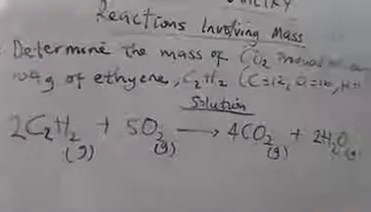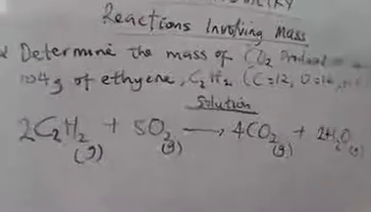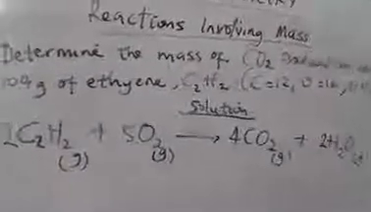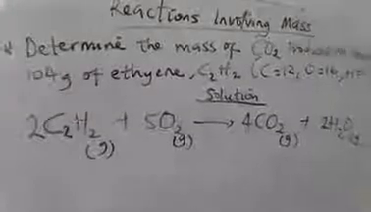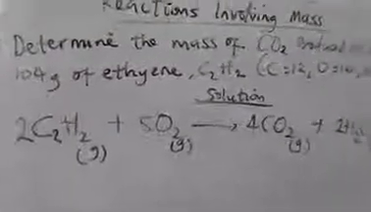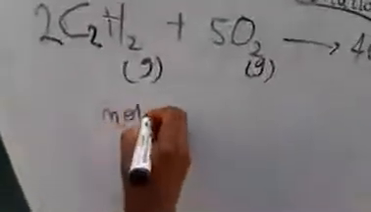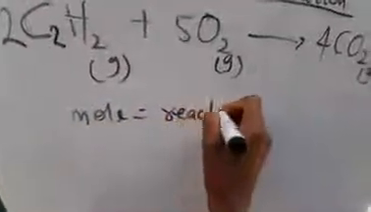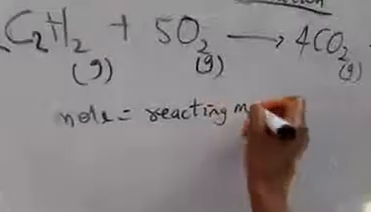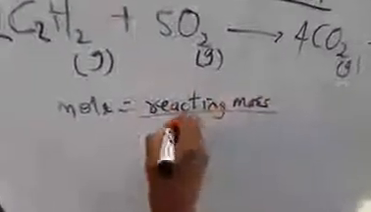Then you balance the chemical equation. Then the third step, you convert the given unit to moles. Now, the given unit we have here is 104 grams of ethylene. So converting this to mole, remember, the formula for mole is reacting mass over molar mass.